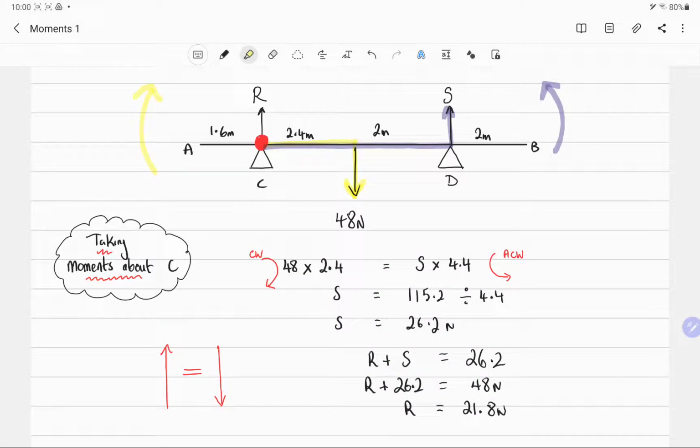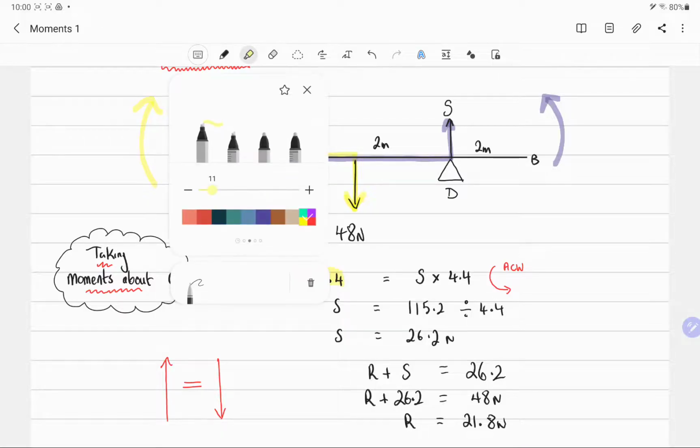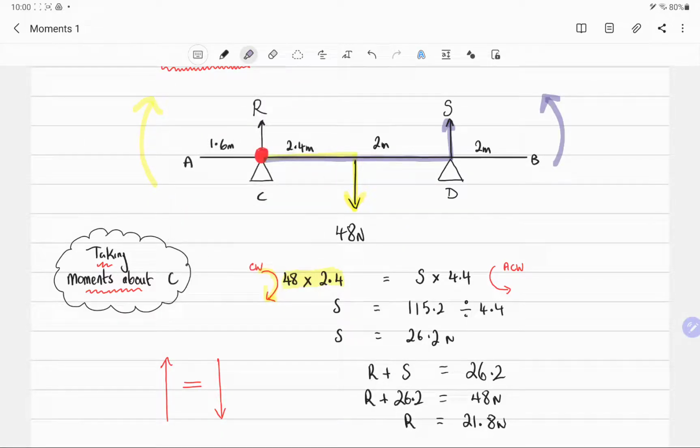One of them, the yellow one, is acting in a clockwise manner, and the purple one is acting in an anti-clockwise manner. Now remember that a moment is equal to a force times the perpendicular distance. So we have two moments here, a yellow moment and a purple moment. Our yellow moment is our clockwise moment: the force multiplied by the distance to point C. And the purple one, the force S, the unknown force, multiplied by our perpendicular distance to point C, that is our anti-clockwise moment.